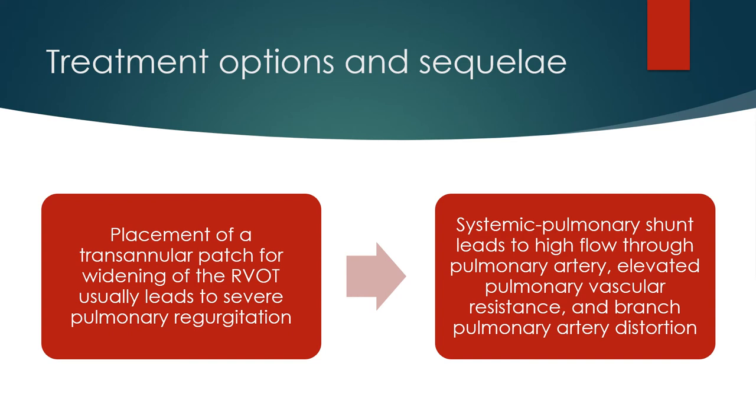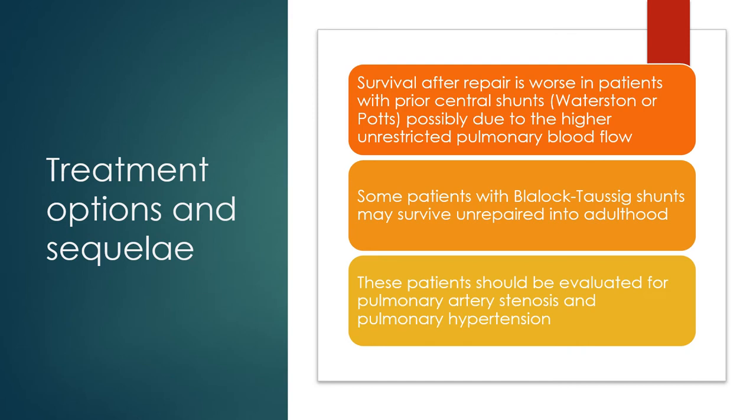Placement of a transannular patch for widening of the RVOT usually leads to severe pulmonary regurgitation. Systemic pulmonary shunts lead to high flow through the pulmonary artery, elevated pulmonary vascular resistance, and branch pulmonary artery distortion. Survival after repair is worse in patients with prior central shunts, that is Waterston or Potts, possibly due to the higher unrestricted pulmonary blood flow. Some patients with Blalock Taussig shunts may survive unrepaired into adulthood. These patients should be evaluated for pulmonary artery stenosis and pulmonary hypertension.